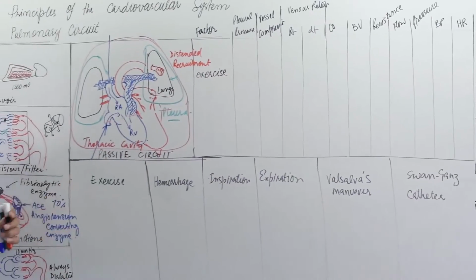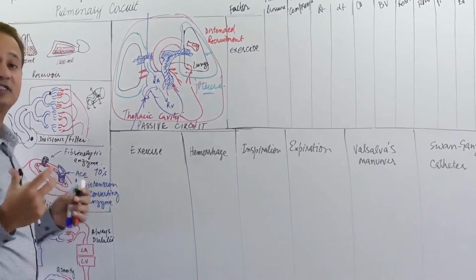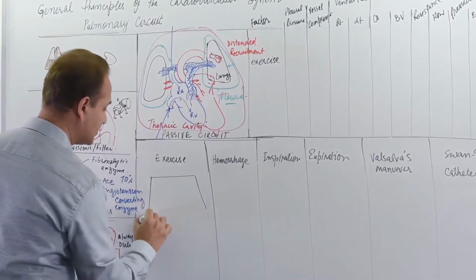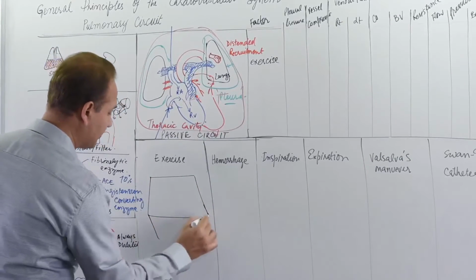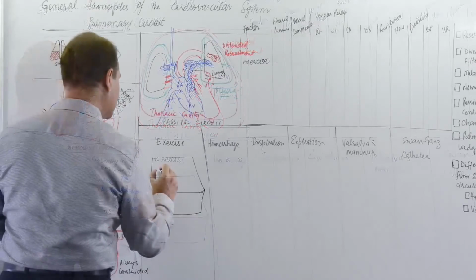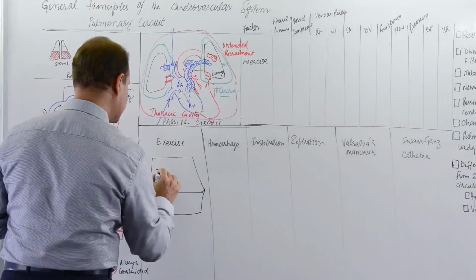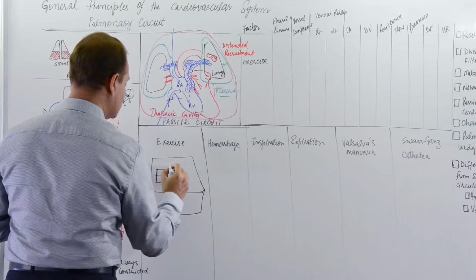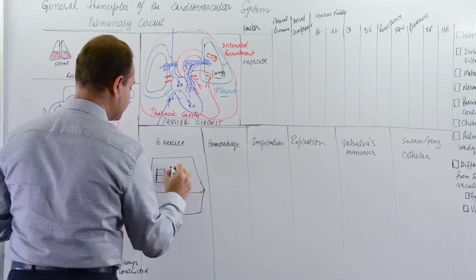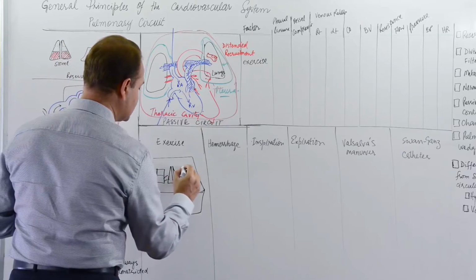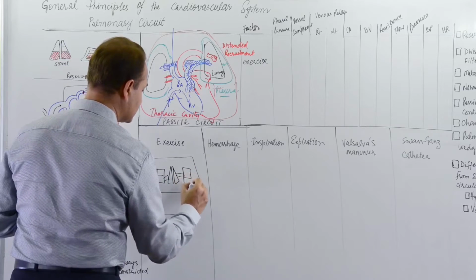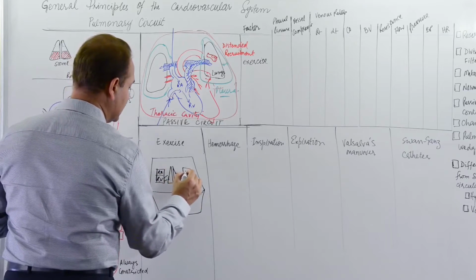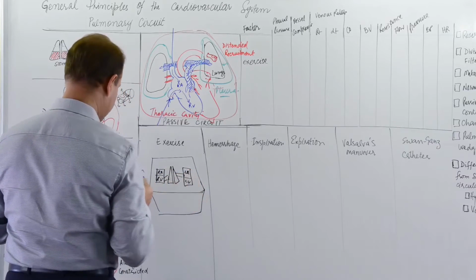Exercise. I'm going to draw the diagram over here. For this, we'll have a conceptual diagram. Let's say this is the thorax or thoracic cavity. This is body. In this thoracic cavity, we've got the right heart, right atrium and right ventricle. This brings blood to the lungs. Lungs give blood back to the left heart. So right atrium, right ventricle, lungs, left atrium, left ventricle.